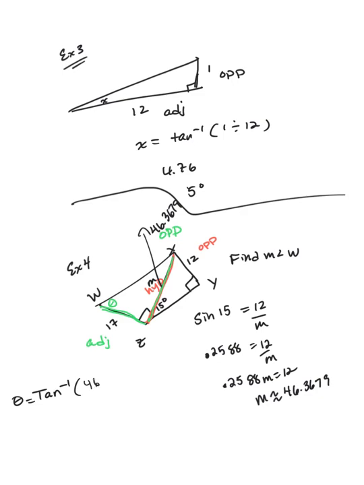All right, 46.3679 divided by 17. Tangent inverse. Type that in, round that to the nearest whole number, and that would be your angle measurement. So second tan, 46.3679 divided by 17. And so that rounds is 69.8. So that would round to 70 degrees.